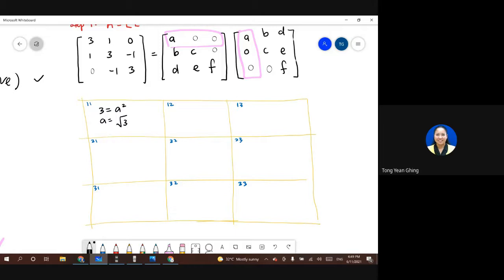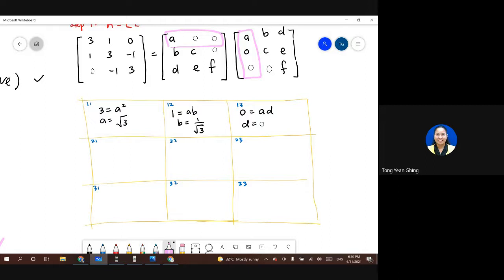And then the first row, second column. This one equals first row A times the second column: AB plus 0 plus 0. So B equals 1 over square root of 3. Okay. And then D is the first row, third column. 0 equals first row, third column, so A times D. Because A is nonzero, that means D equals 0. Okay.